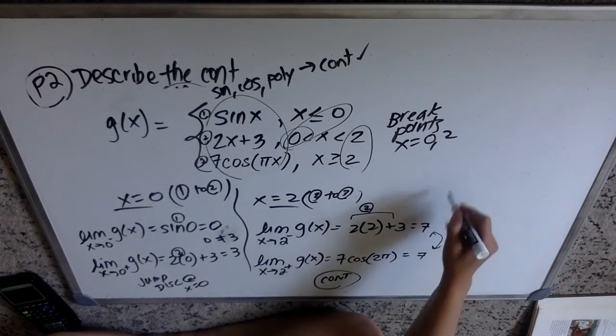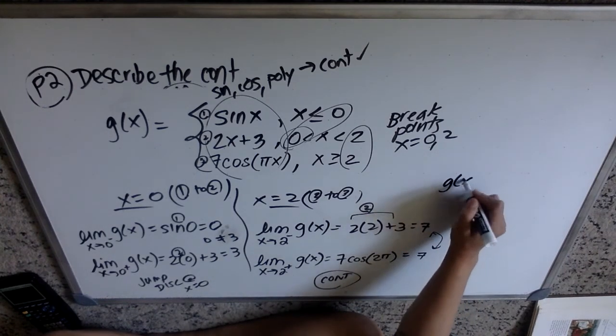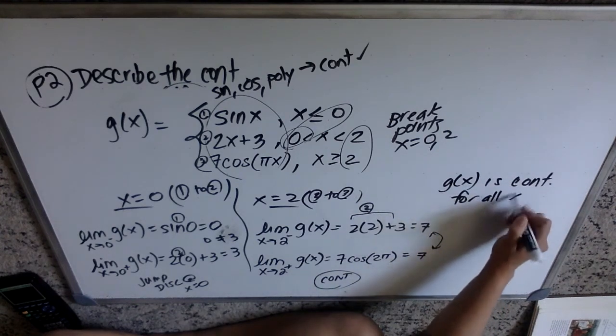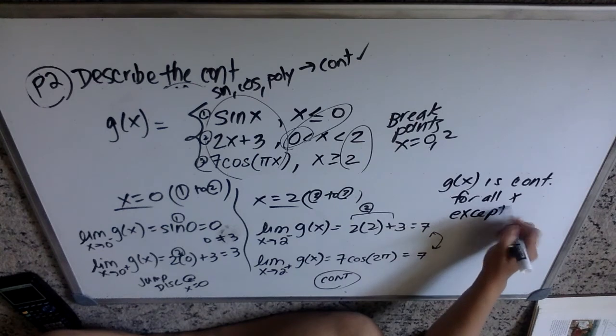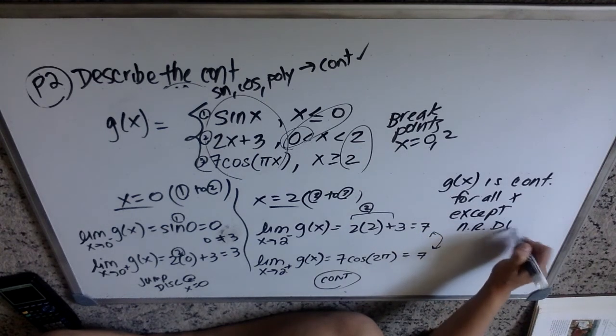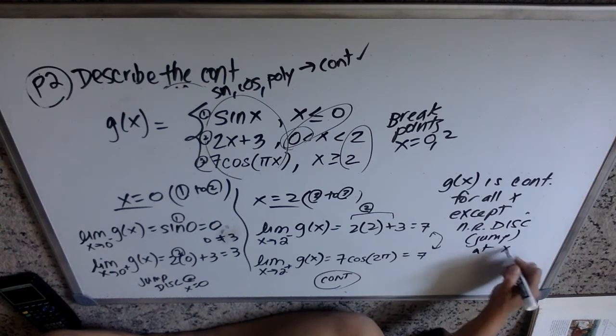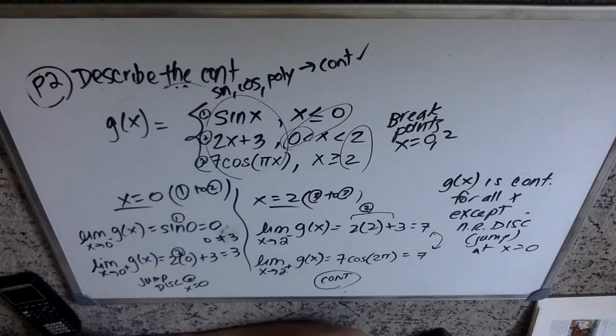So when I'm asked to describe the continuity, I would say g of x is continuous for all x except there's a non-removable discontinuity, which in this case, if you want to say, happens to be a jump, at x equals 0. And if you were to graph these pieces, you would see that that's exactly what happens, that there's this jump. Again, up to you if you chose to graph it or not.